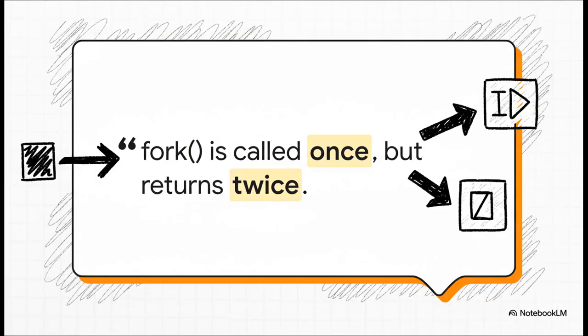This little phrase really captures the weird magic of fork. You call the function one time, but it somehow returns two times. How is that possible? Well, because after the split, it has to give a result back in both processes. In the parent, it returns the ID number of its new child, but in the child, it returns 0. And that simple difference is everything. It's how each process knows who it is. Am I the parent or am I the child?